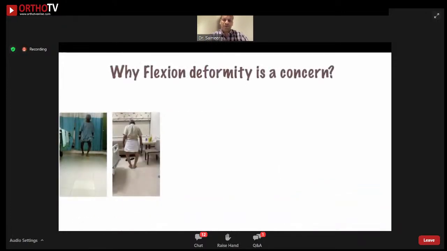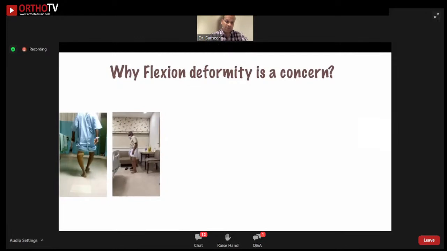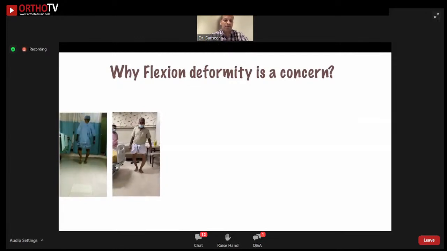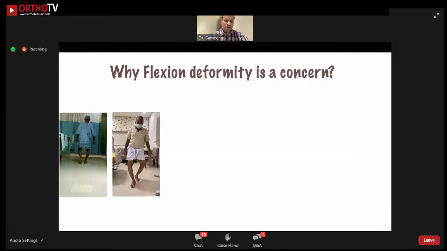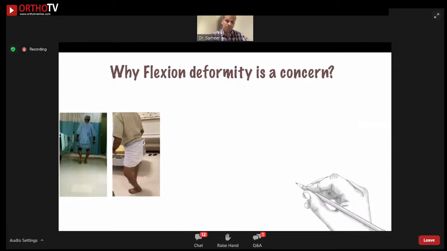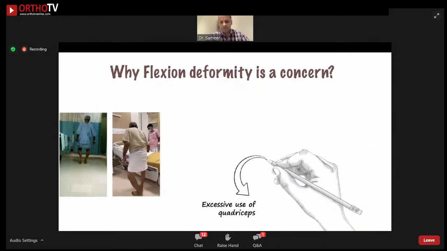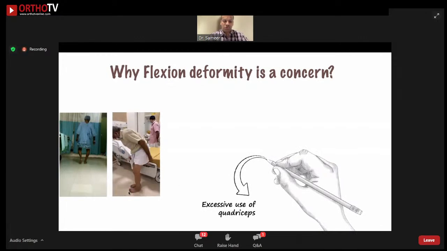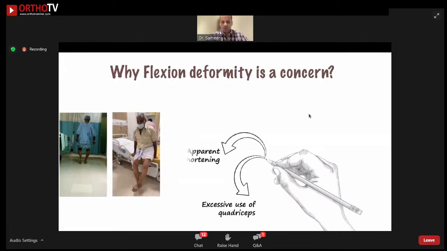So why is the flexion deformity a concern for all of us? Just look at these two gaits. Both patients have a similar type of varus deformity, but the pattern of the gait is entirely different, because you can see one has a reasonably good extension, while the other has an almost 20-30 degree flexion deformity. So when there is a flexion deformity, the patient has to use his quadriceps excessively, and there will be an apparent shortening, so that the patient has ipsilateral hip, ankle, and back pain, which all make the patient dissatisfied after surgery.